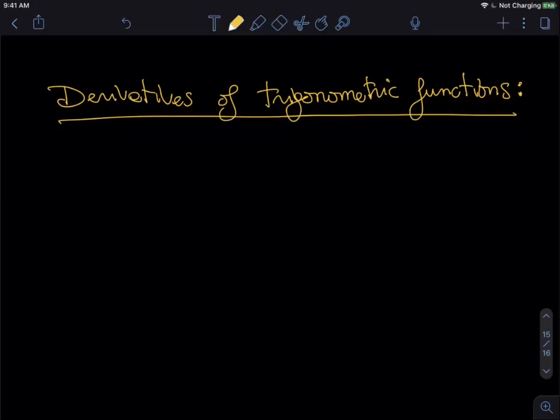So far, we have seen so many derivatives already, right? We have seen exponentials, polynomials, but the other type of functions that is very common is trigonometric functions. So let's see the derivatives of those. So the derivative of the sine of x is the cosine of x.